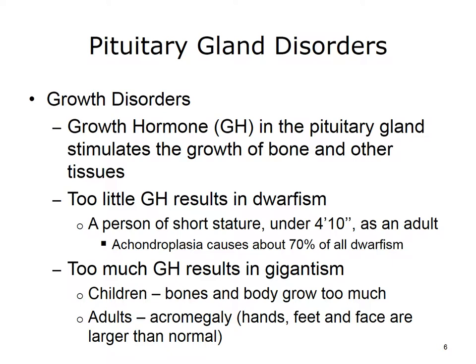Individuals can also have too much growth hormone. Usually, the cause is a pituitary tumor, but not a cancerous one. Too much growth hormone can cause gigantism in children, where their bones and their body grow too much. In adults, too much GH results in acromegaly, in which the hands, feet, and face are larger than normal.